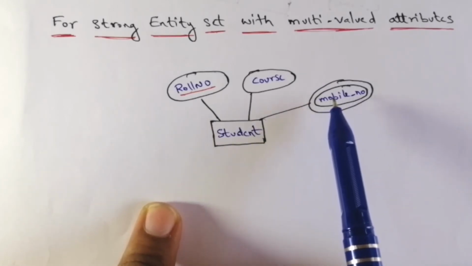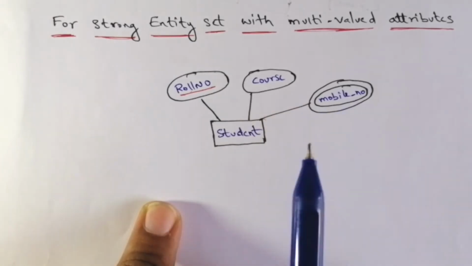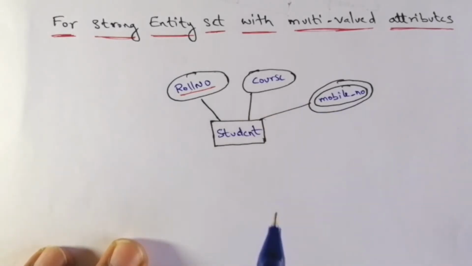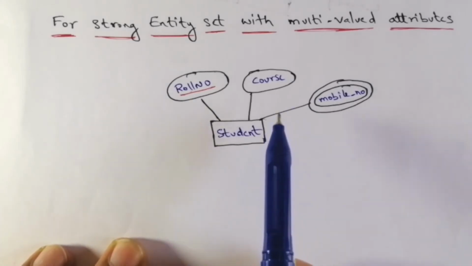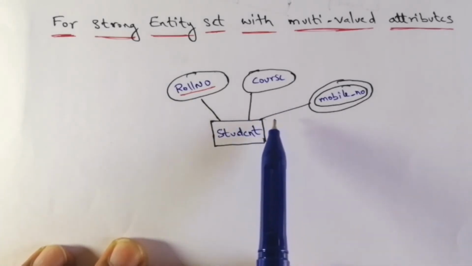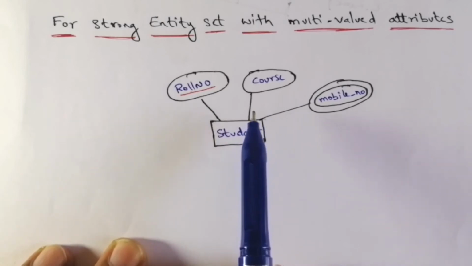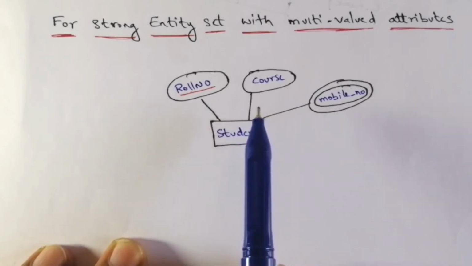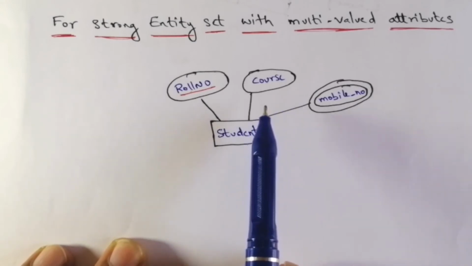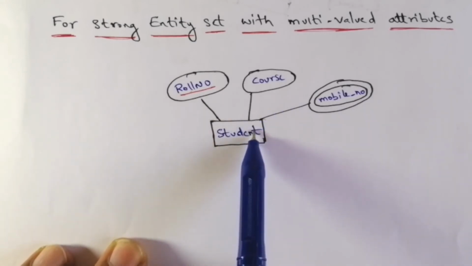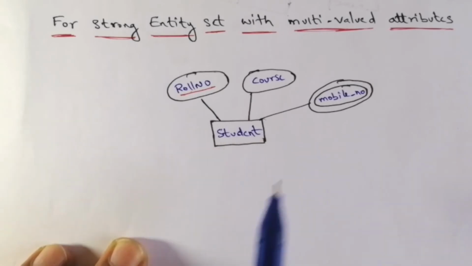So what do we have to do when we have a multi-valued attribute? Listen, when we have a multi-valued attribute, we have to divide the relation into two relations. Whereas with simple attributes and composite attributes, we formed only a single relation. But when it comes to a multi-valued attribute, we have to divide the relation into two relations, right?